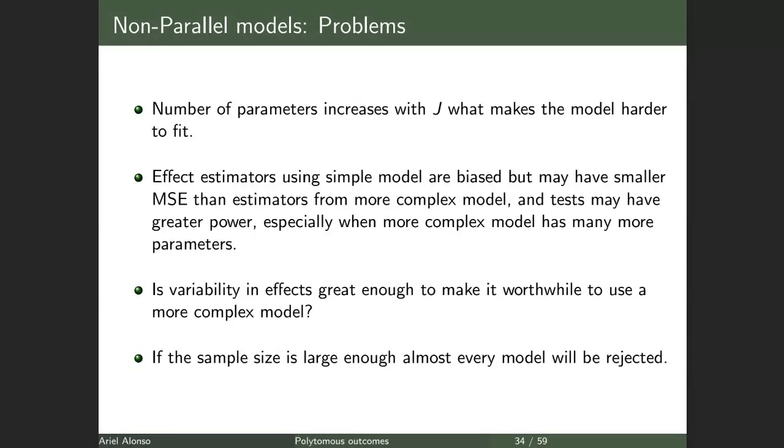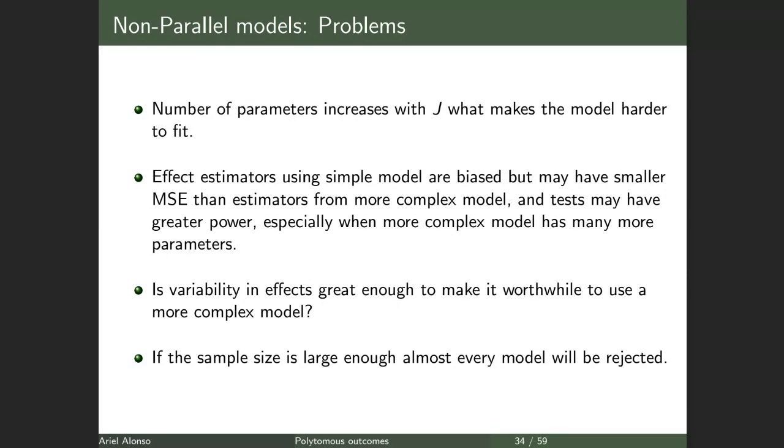The number of parameters, of course, is going to increase with J. So the model will have more parameters, but that's also the case for the baseline category models. A model with more parameters is less parsimonious, and that means that the more parameters you have, the harder it becomes to fit the model. You need more data.